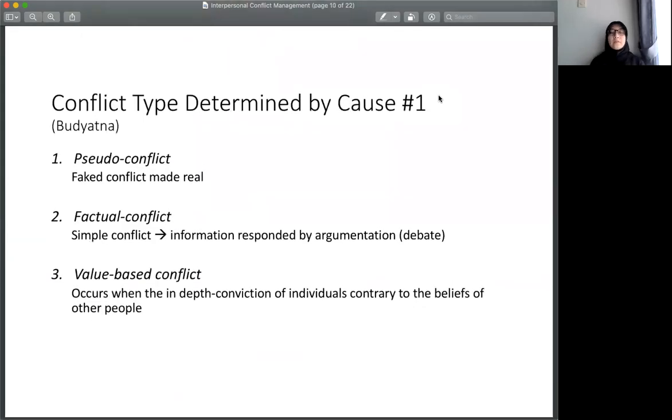Here we have conflict type determined by the cause of the conflict. The first is pseudo conflict, fake conflict made real. Misalnya kita membesar-besarkan masalah yang kecil, yang sebenarnya bisa selesai dengan dibicarakan. Factual conflict is when we are stating some information and the other person is debating it.